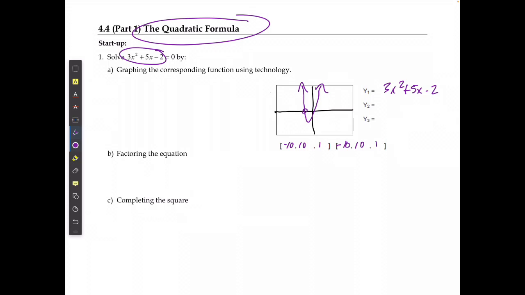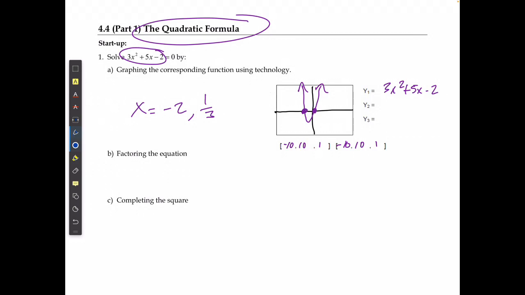And then I have the two x-intercepts. I'm going to solve using the zeros function or roots function on my calculator. And I see that, in this case, x is equal to either negative 2 or 1/3, the points where you cross the x-axis or the x-intercepts.